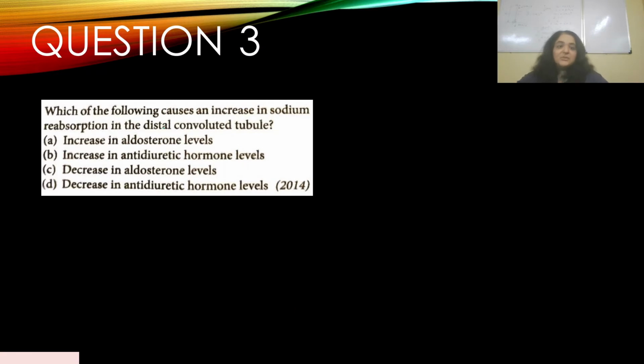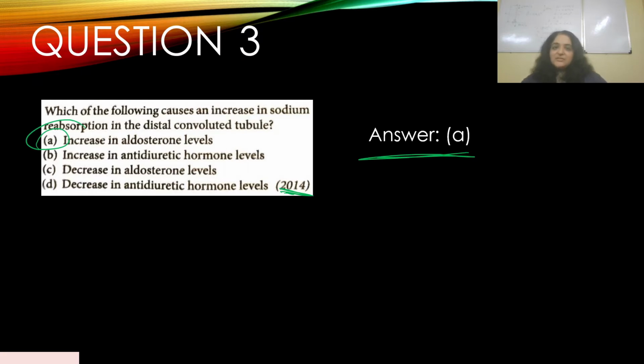This is another one related to what we have studied, right? Which of the following causes an increase in sodium reabsorption in the distal convoluted tubule? Increase in aldosterone levels, increase in ADH, decrease in aldosterone levels, decrease in ADH. And this appeared in 2014. We have just discussed this, right? So sodium reabsorption in the DCT is increased by an increase in aldosterone levels. So the answer is A.